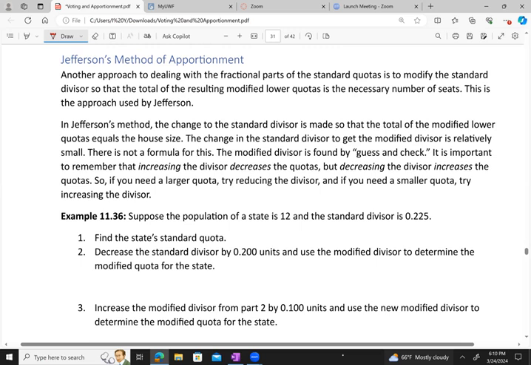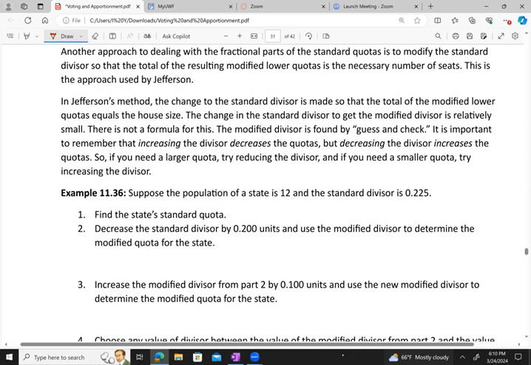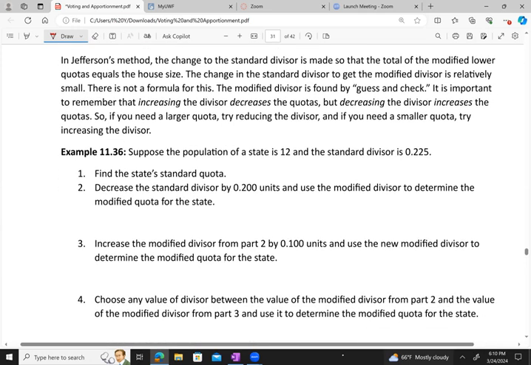So another approach to dealing with fractional parts of standard quota is to modify the standard divisor so that the total of the resulting modified lower quotas is the necessary number of seats. This is the approach used by Jefferson. In Jefferson's method, the change to the standard divisor is made so that the total of the modified lower quotas equals the house size. The change in the standard divisor to get the modified divisor is relatively small.